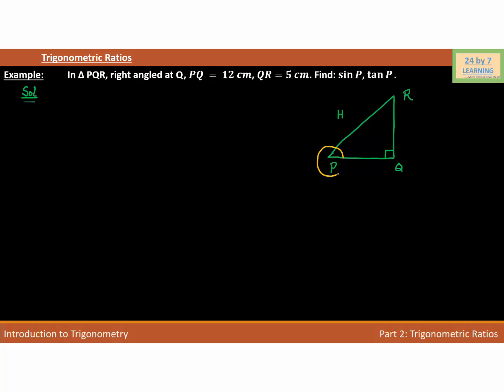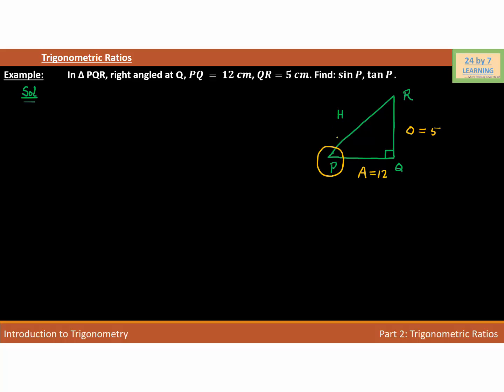So this is my reference angle P, and the name of the side opposite to the reference angle is basically O, that is opposite, and the name of the side next to angle P is adjacent, which is basically A, and I already have my hypotenuse right there. Now let's look at the question. The question says that PQ is 12 cm. So PQ is 12 cm, which is my adjacent, and my opposite is QR, and it's given QR is 5, so my opposite will be 5.